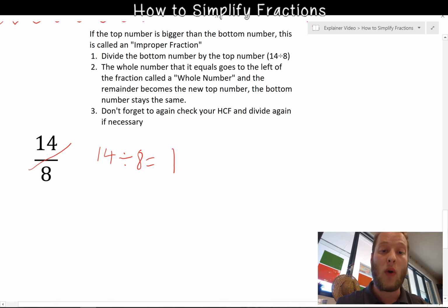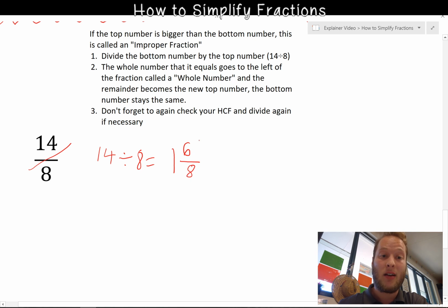So I had 6 left over to go, 6 remainder to get to 14. So I can say I've got 1 with 6 remainder, and the bottom number, the denominator, is always going to stay the same. So I'm going to keep putting that 8 in again. So 14 over 8 can be rewritten as a proper fraction as 1 and 6/8.